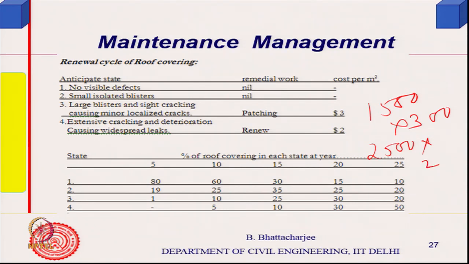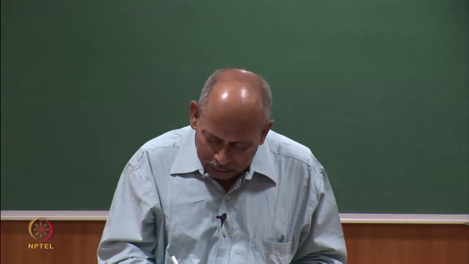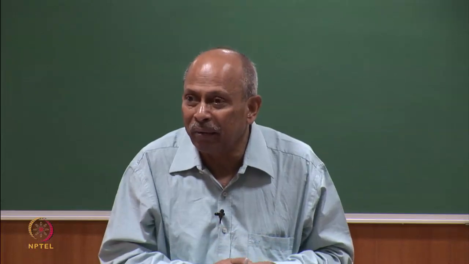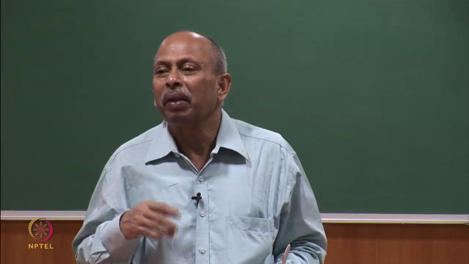Now, how much would this be? You forget about the 200 terms, this is 5000 and this will be 4500. Now, you can see that they are nearly comparable. So, when the cost goes to 1600 or 1700 or something like that, then obviously it is better to do the total area repair.